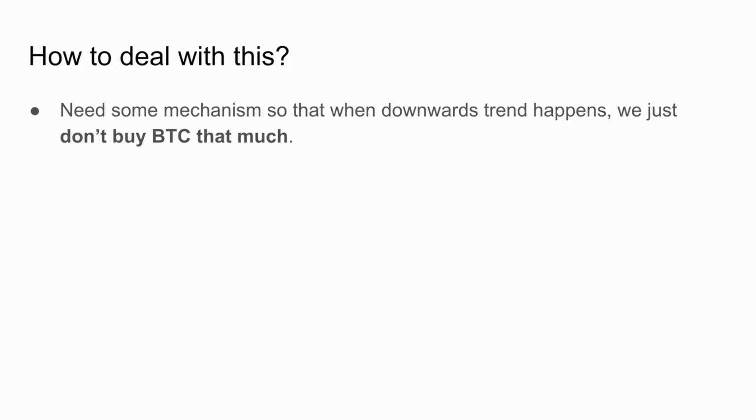So how to deal with this? It's pretty simple actually. We just need some mechanism so that when a downward trend happens, we just don't buy that many bad coins. This is bad coins or BTC, and they're the same. I just use cryptocurrency as an example. We just don't buy a lot of them when their price is going downwards, especially when there is a trend over there.